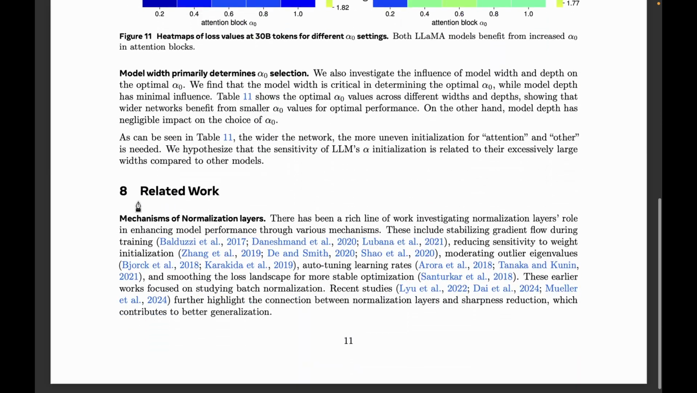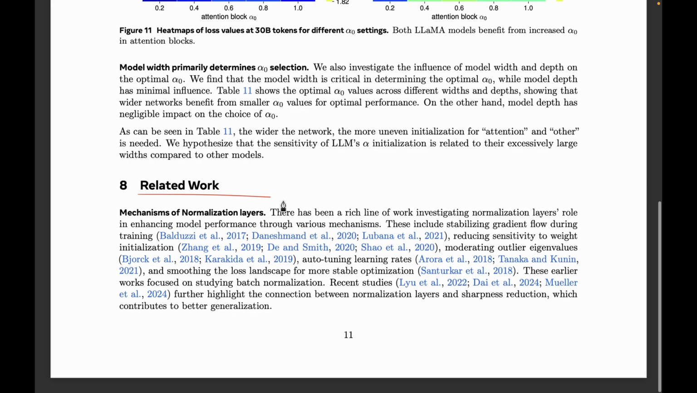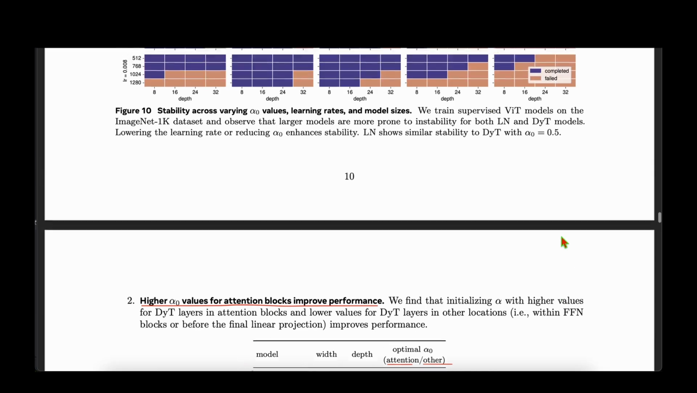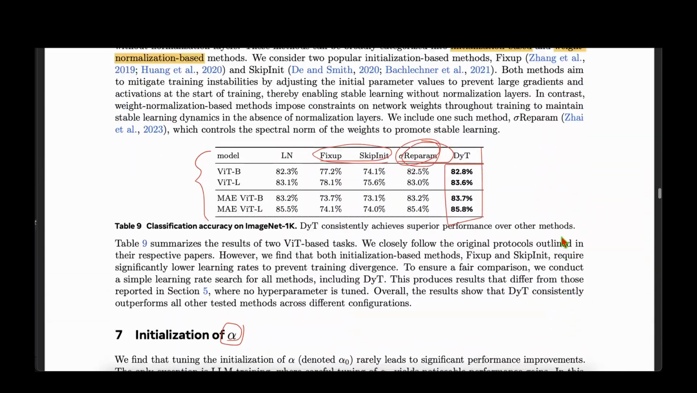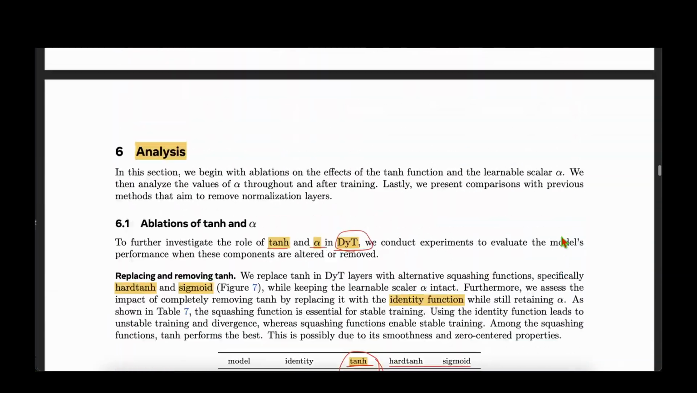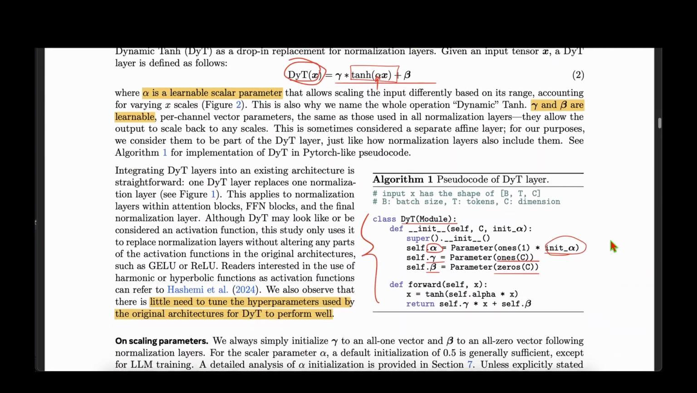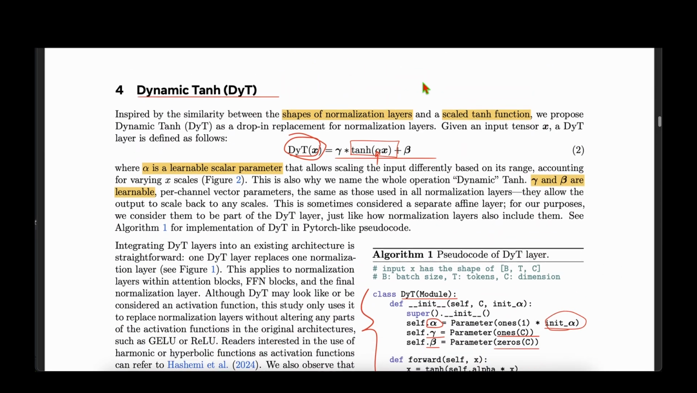After that, they just review some related work and conclude with some limitations. So that's a nice little paper with a simple idea which can be quite powerful in future transformer models, or for the future models that are yet to come. And I can't wait to see what models make use of the dynamic tanh.